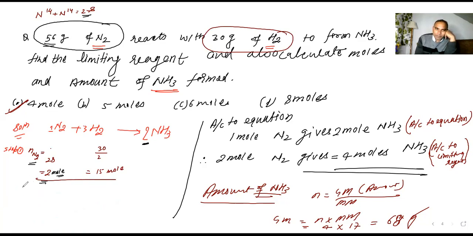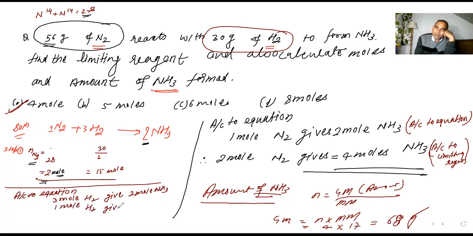So let's go according to the equation. According to the equation, 3 mole H2 gives how many mole NH3? 2 mole NH3. So 1 mole H2 gives how many? It gives 2/3 mole NH3.